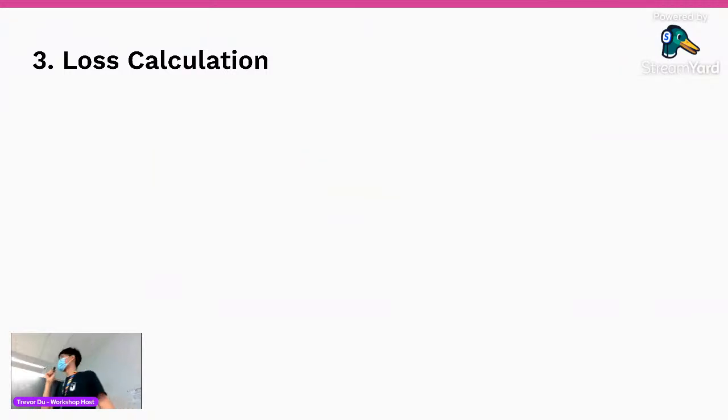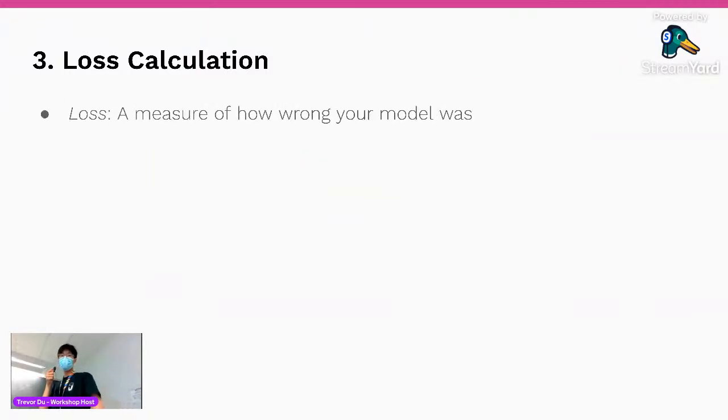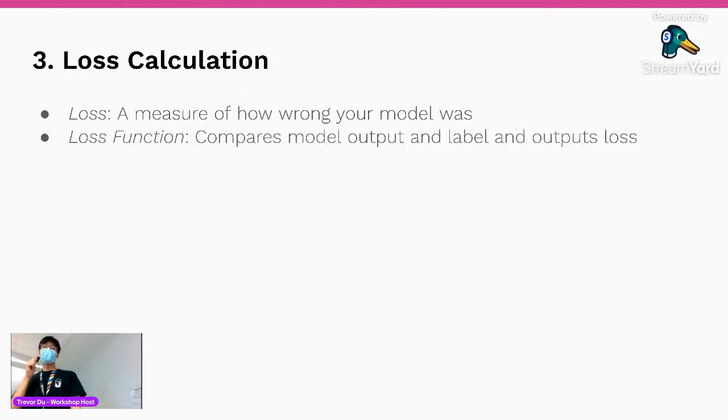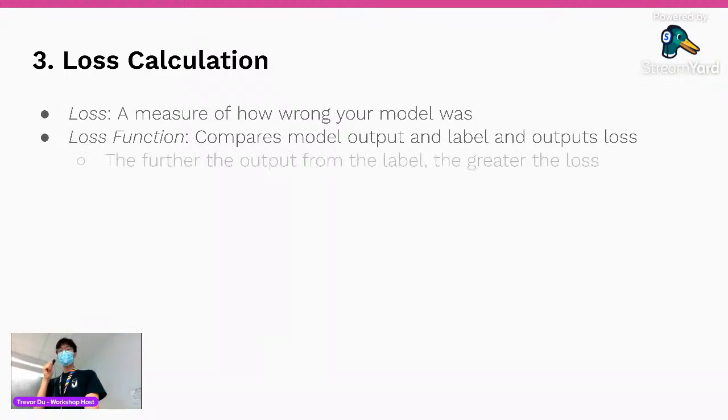And then what we want to do is calculate the loss. What the loss means is it's just a measure of how wrong your model was. It's a measurement of wrongness. This is just a number, and the bigger the number, the more wrong your model was. A loss function compares the output with the label to get the loss, to see how wrong the model is. The further the output is from the label, the greater the loss.